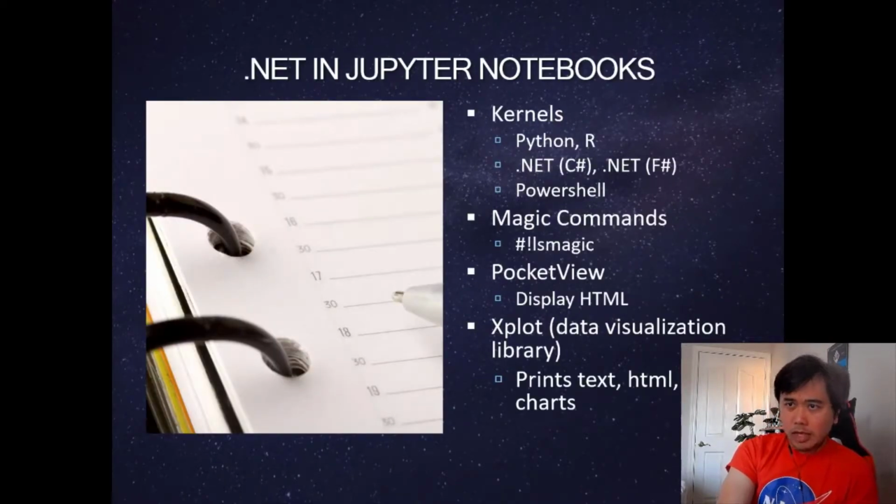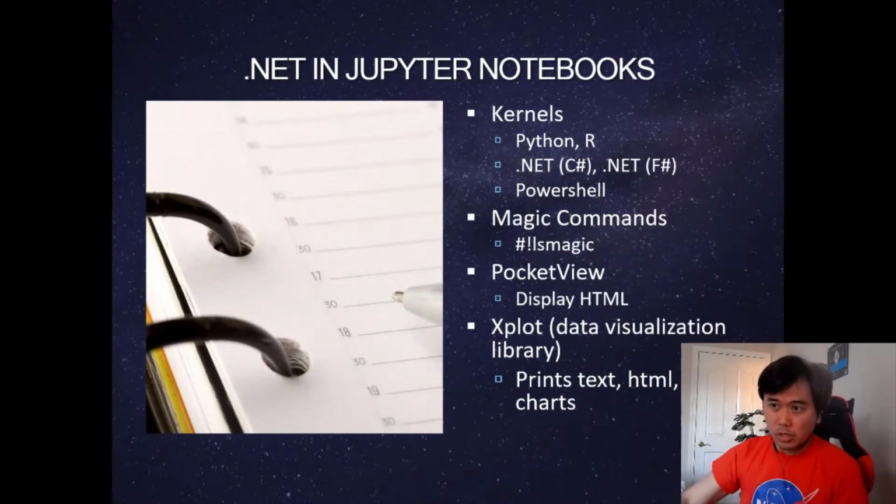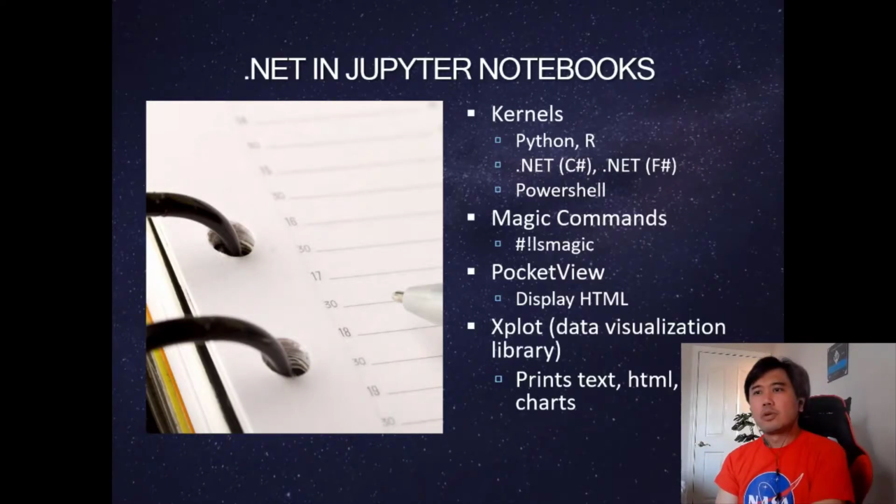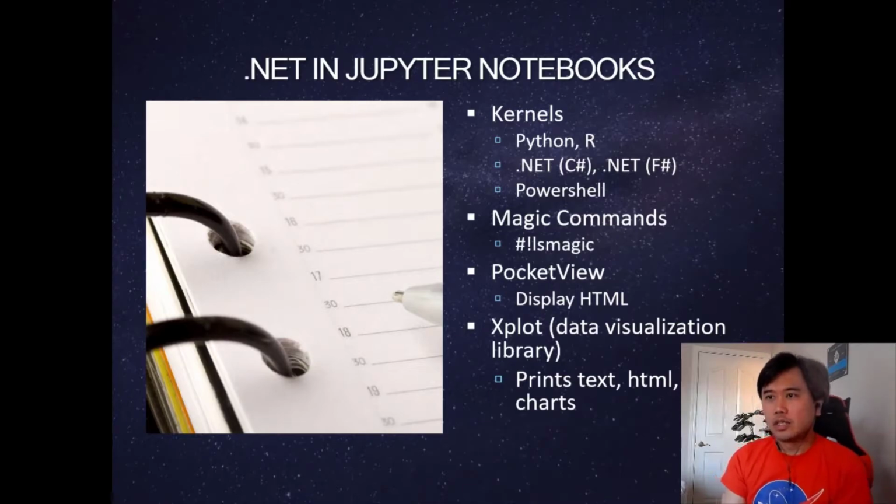So in .NET and Jupyter Notebooks, you'll hear more about kernels. Kernels are the application that runs in the server, where you have a Python kernel or an R kernel. With .NET Interactive, it adds C#, F#, and PowerShell. So Jupyter has lots of kernels that it can run, but .NET Interactive adds that capability.